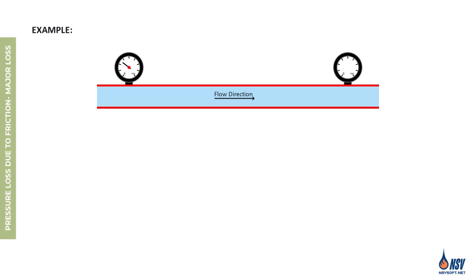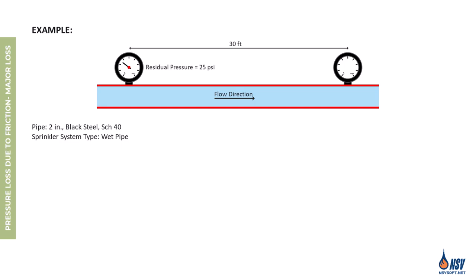As shown in this figure, two pressure gauges are installed on a 2-inch black steel Schedule 40 pipe in a wet pipe sprinkler system. Let's assume the distance between these two gauges is 30 feet, and the first gauge shows a residual pressure of 25 psi. With a flow rate of 200 gallons per minute, what pressure would we expect to see at the second gauge? In this example, the flow rate is 200 gallons per minute.